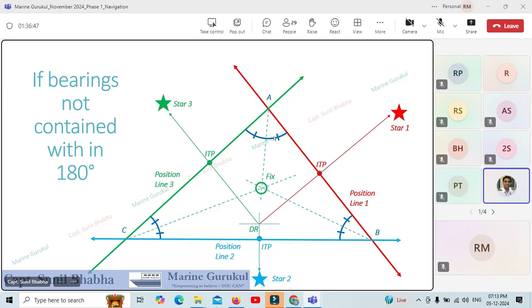Let's assume that this angle A is 60 degrees. You take a protractor, measure this angle. Let's say this angle is 60 degrees. Divide that by 2, right? It becomes 30. Make a 30-degree angle either with the red PL or with the green PL, any one of them, and you get the angle bisector.